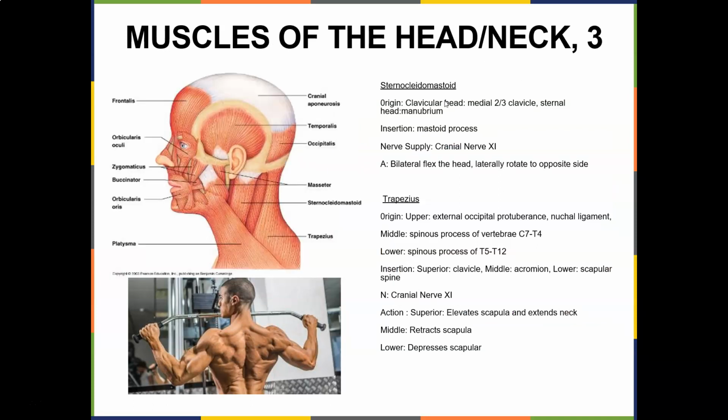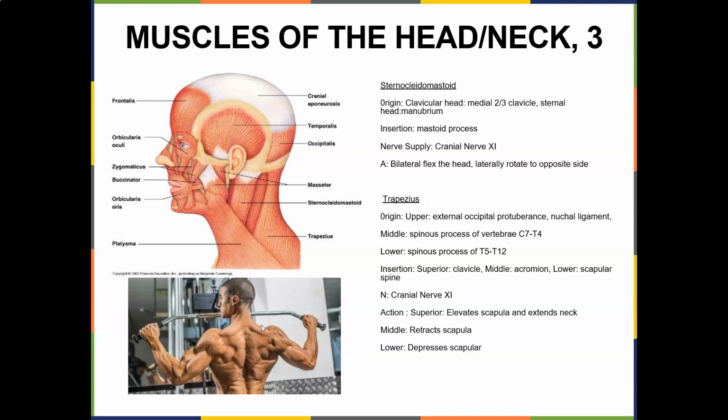Muscles of the head and neck. We've got the sternocleidomastoid: clavicular head, medial two-thirds sternal head, manubrium. Okay. So it goes from here, inserts on the mastoid process. Nerve supply, cranial nerve 11. What does it do? It bilaterally flexes, and the right SCM will rotate to the left.